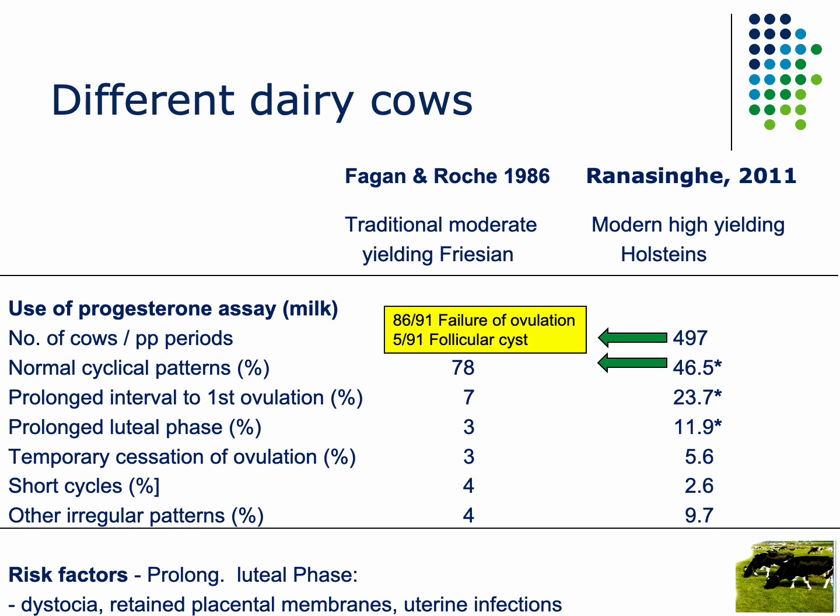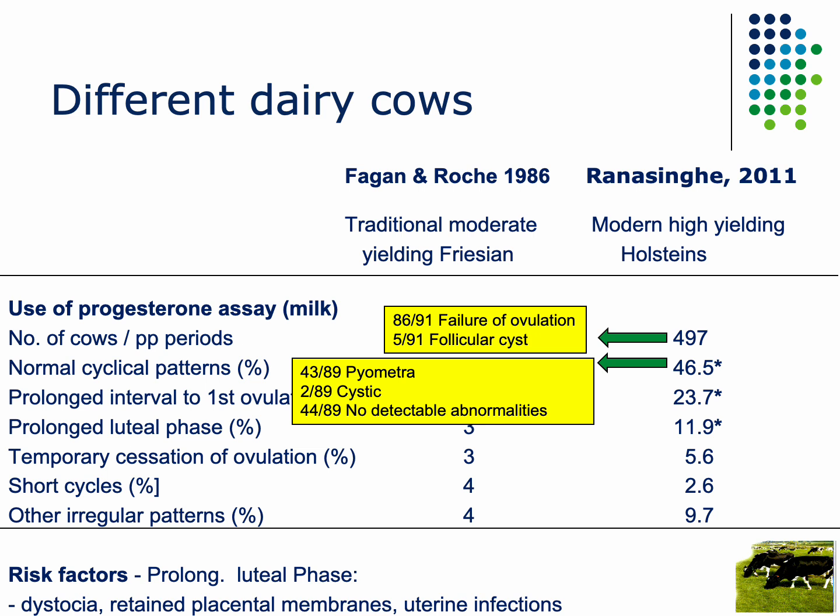What we do know is that a lot of this is due to failure of ovulation and not so much due to the formation of follicular cysts. We do know that pyometra, any type of cyst or non-detectable abnormalities are a reason for the other non-cyclical prolonged intervals that we find.